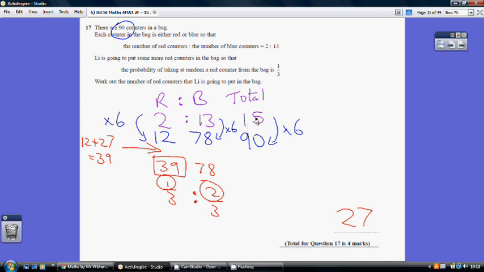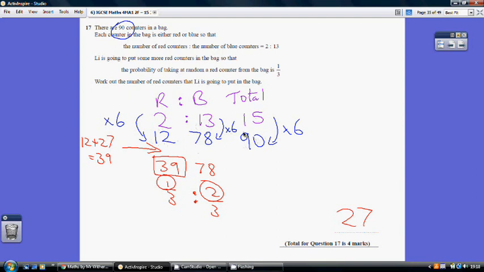So to maintain this ratio, we're going to multiply all of these numbers by 6. 2 times 6, 13 times 6, and we've got our 15 times 6 already. So that means we have 12 reds, 78 blues, giving us a total of 90 counters to start with.